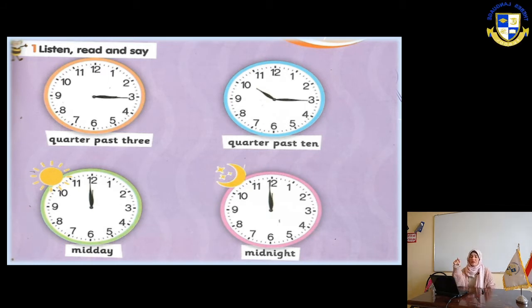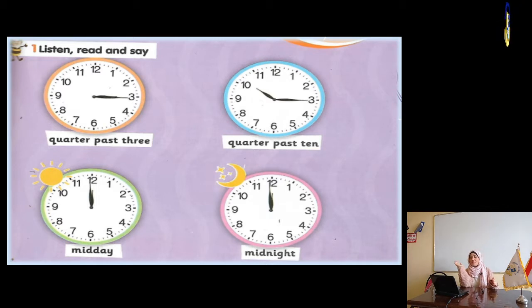Here, long arm is at 3 and short arm at 3, it's quarter past 3. Long arm is at 3 and short arm is at 10, I say it's quarter past 10. Okay, so when the long arm points to number 3, I say quarter past and then the number of the short arm.